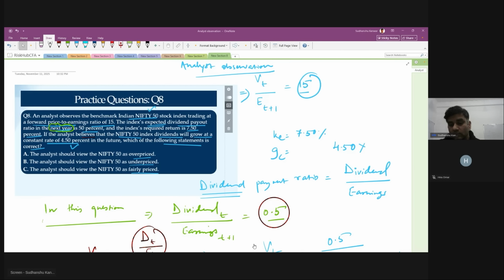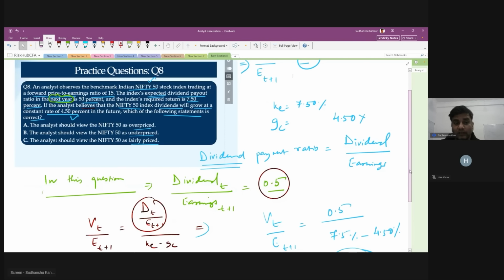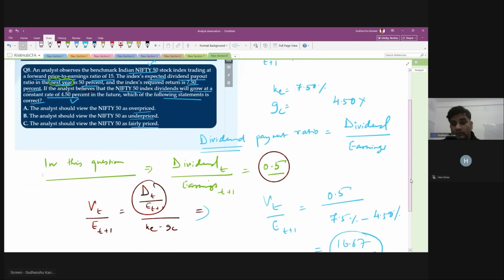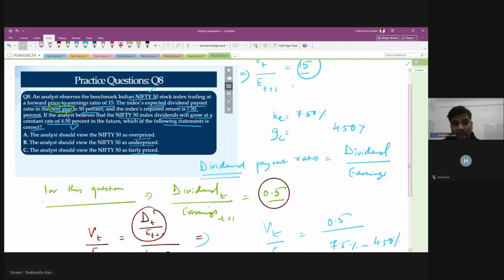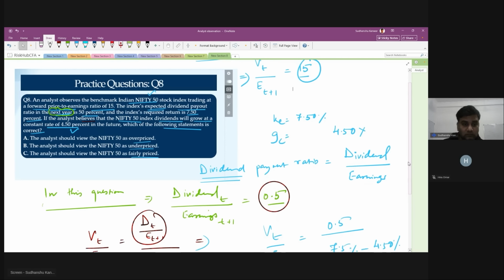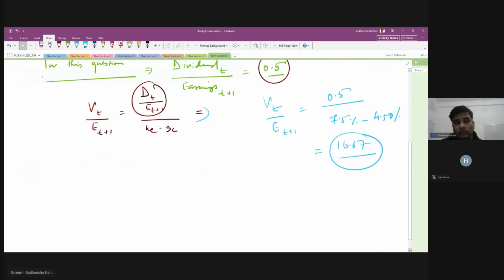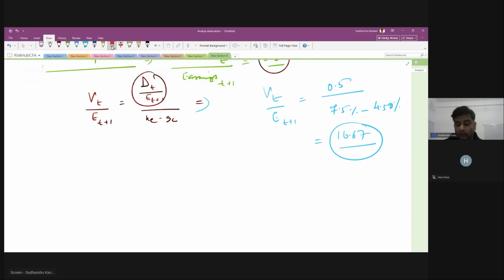So is it underpriced or overpriced? How do you figure that out? Can anybody conceptually understand how we answer this? Basically, the analyst should view the Nifty as overpriced, underpriced, or fairly priced. In simple words, this is very confusing. A lot of students get confused. I'll try to give you a sense here, which will help you later also.